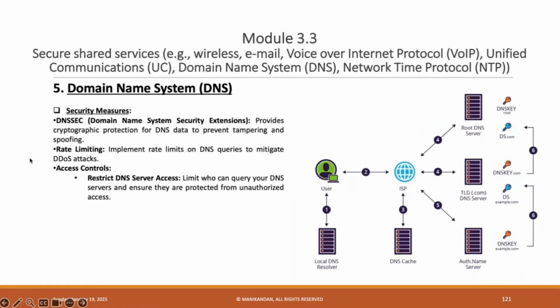As I was mentioning, DNSSEC provides cryptographic protection for the DNS data to prevent tampering and spoofing. We can also do rate limiting, where we implement rate limits on DNS queries to mitigate DDoS attacks. Access control: restrict the DNS server access, limit who can query your DNS server, and ensure that it is protected from unauthorized access. So these are the controls which we can use to protect against DNS attacks.